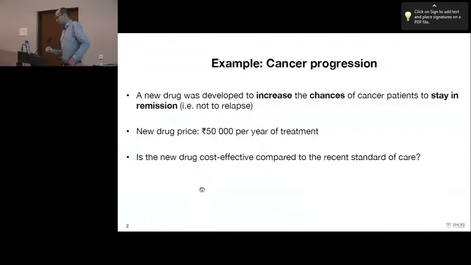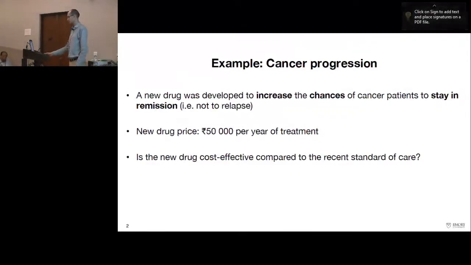All right, state transition models. So let me start with an example. That's usually a better way to explain a concept. So let's say there is a new drug developed to increase the chances of cancer patients, let's just assume general cancer, no particular kind, to stay in remission.